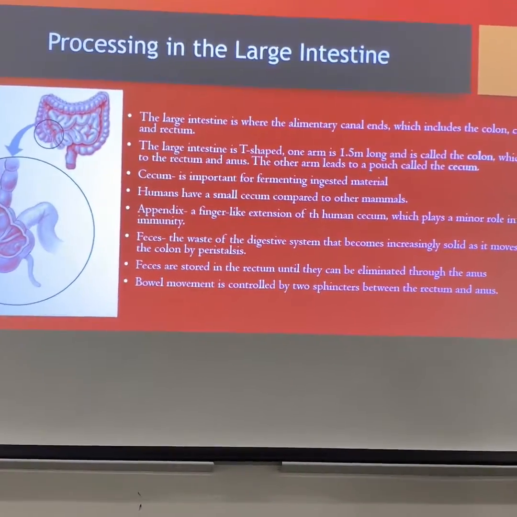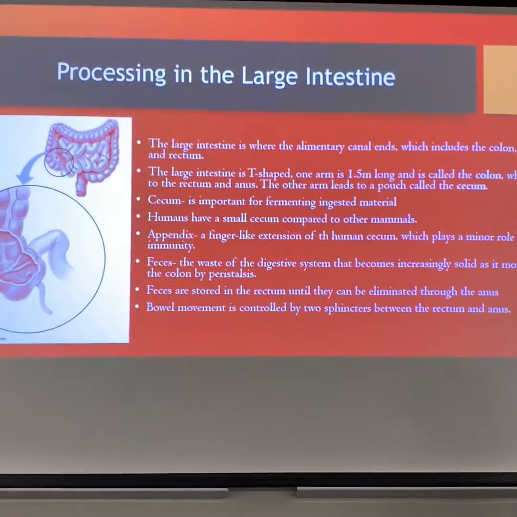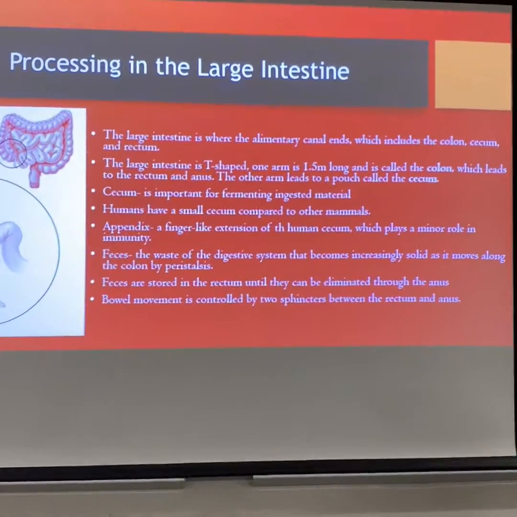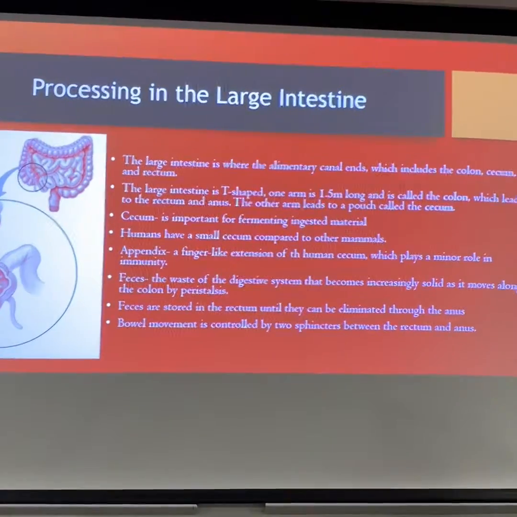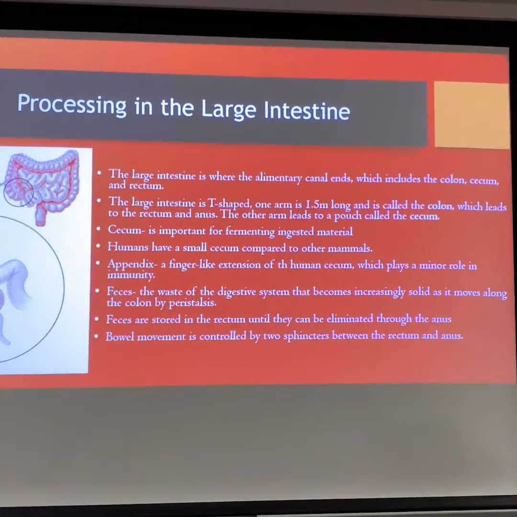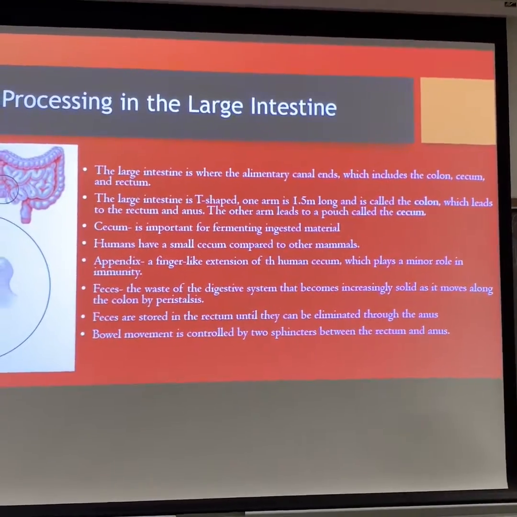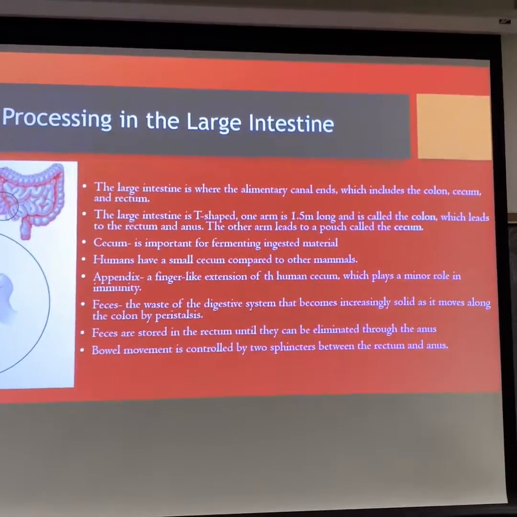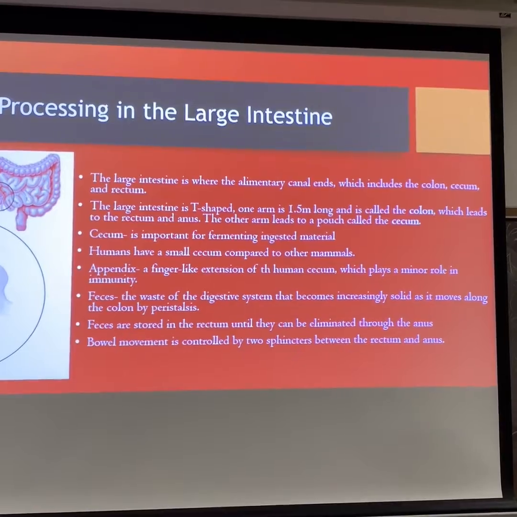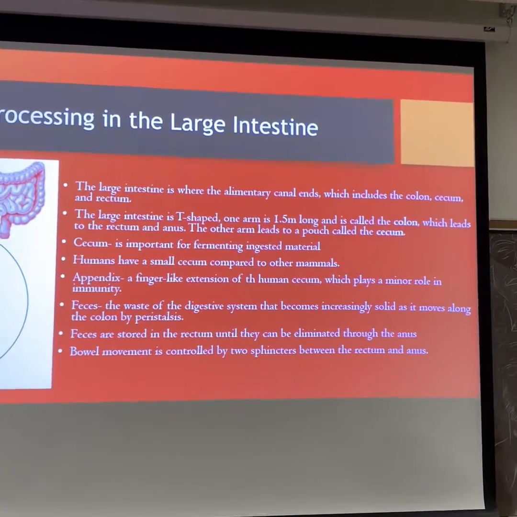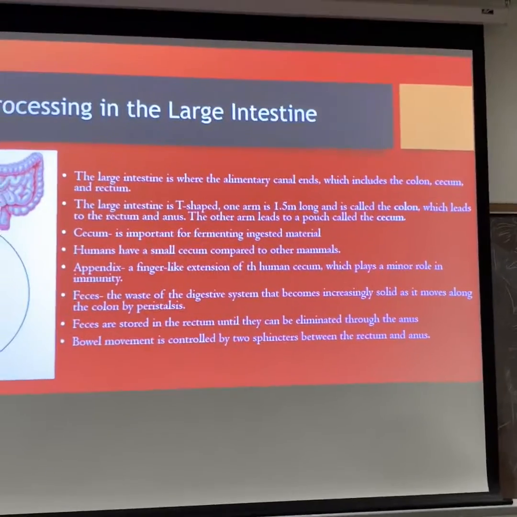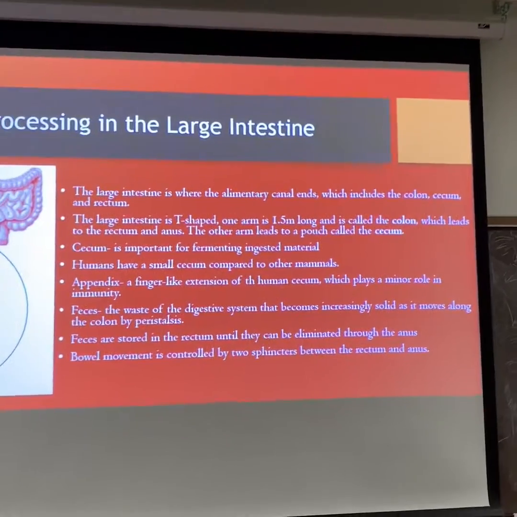Okay, on this slide we'll be talking about the processing in the large intestine. The large intestine is where the alimentary canal ends, which includes the colon, the cecum, and the rectum. The large intestine is T-shaped. One arm is 1.5 meters long and is called the colon, which leads to the rectum and the anus. The other arm leads to a pouch called the cecum.